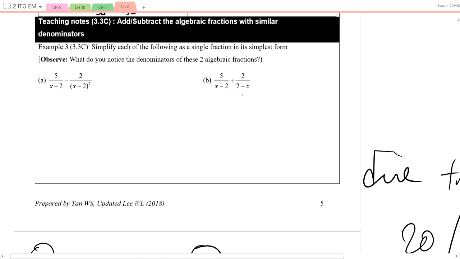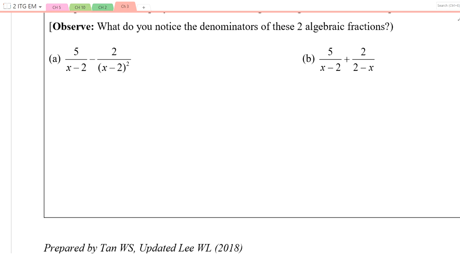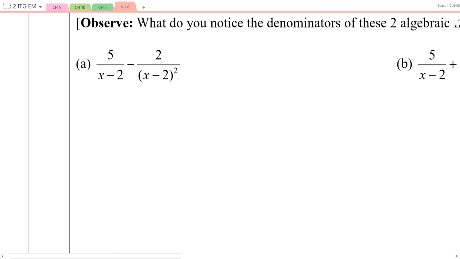What is the common denominator over here? X minus 2 square. That is the common denominator, x minus 2 square. So if that is the common denominator, do I need to do anything to the fraction on the right? No need to change already, because it already has the denominator as x minus 2 square.